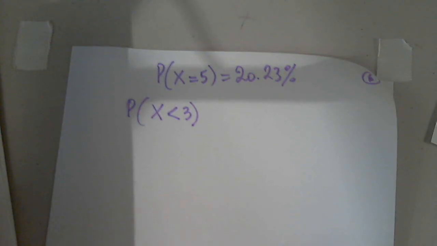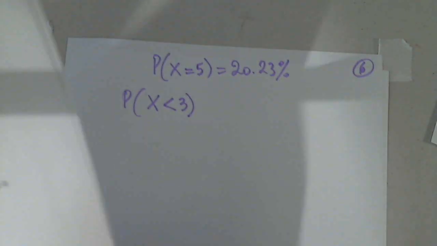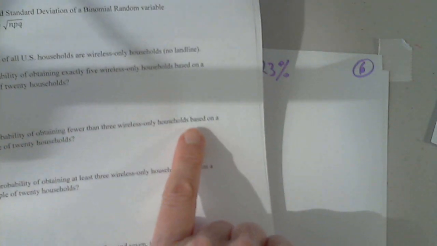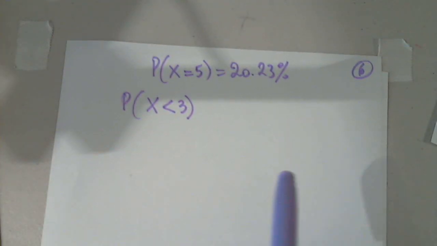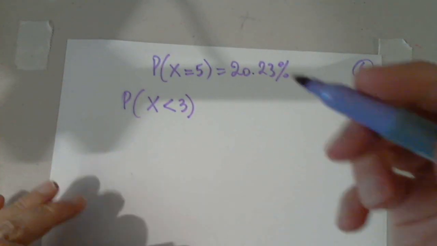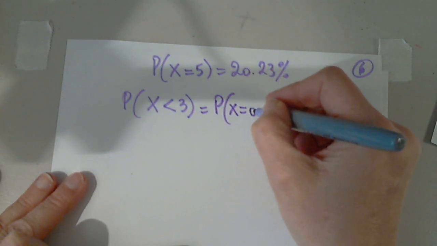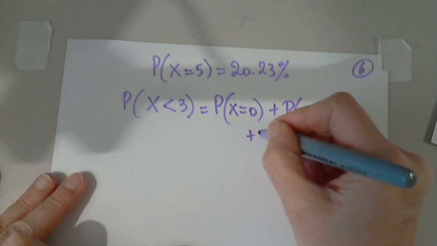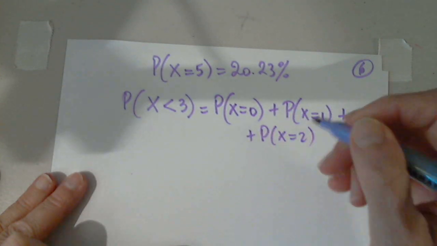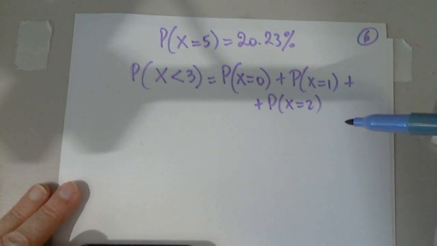Next, this is part B: what is the probability of obtaining fewer than 3 households based on a random sample of 20 households? Fewer than 3 will mean the probability for x equals 0 plus the probability for x equals 1 plus the probability for x to be 2. It will calculate all these and add them up.